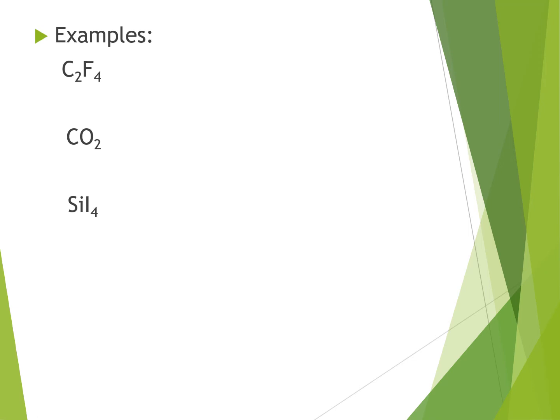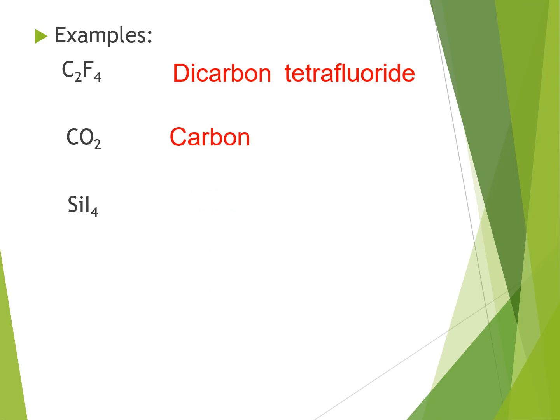Now, 3 examples that tell us everything we need to know. The first one, we have dicarbon tetrafluoride. 2 carbons, 4 fluorines. Notice we changed the ending and only the ending to -ide. Next one is the second compound, I guess, you probably ever learned, carbon dioxide.